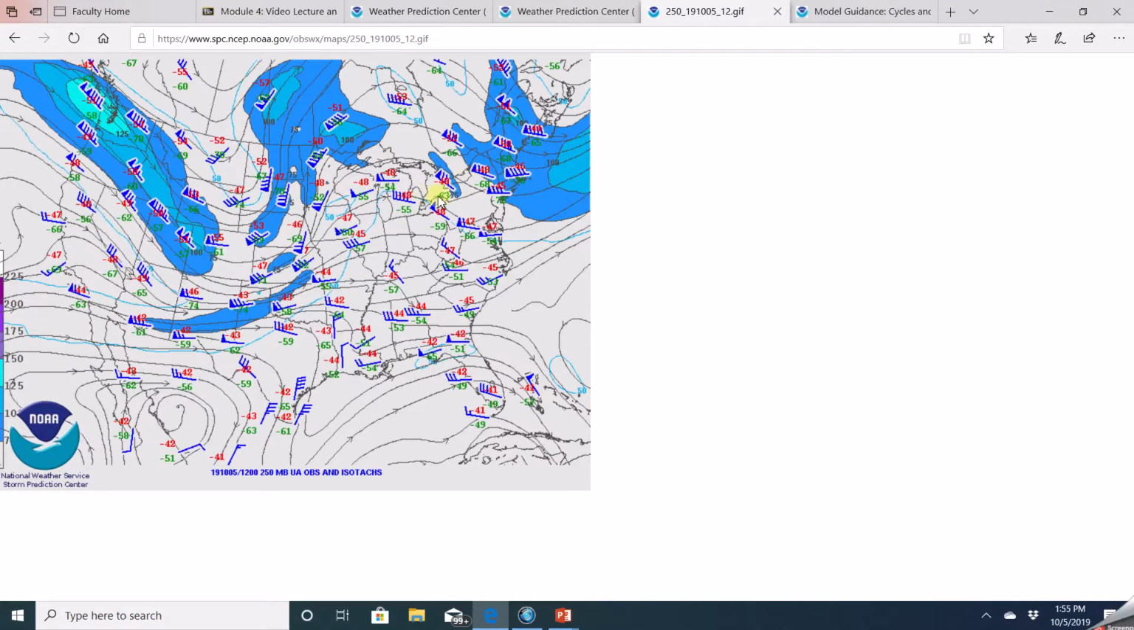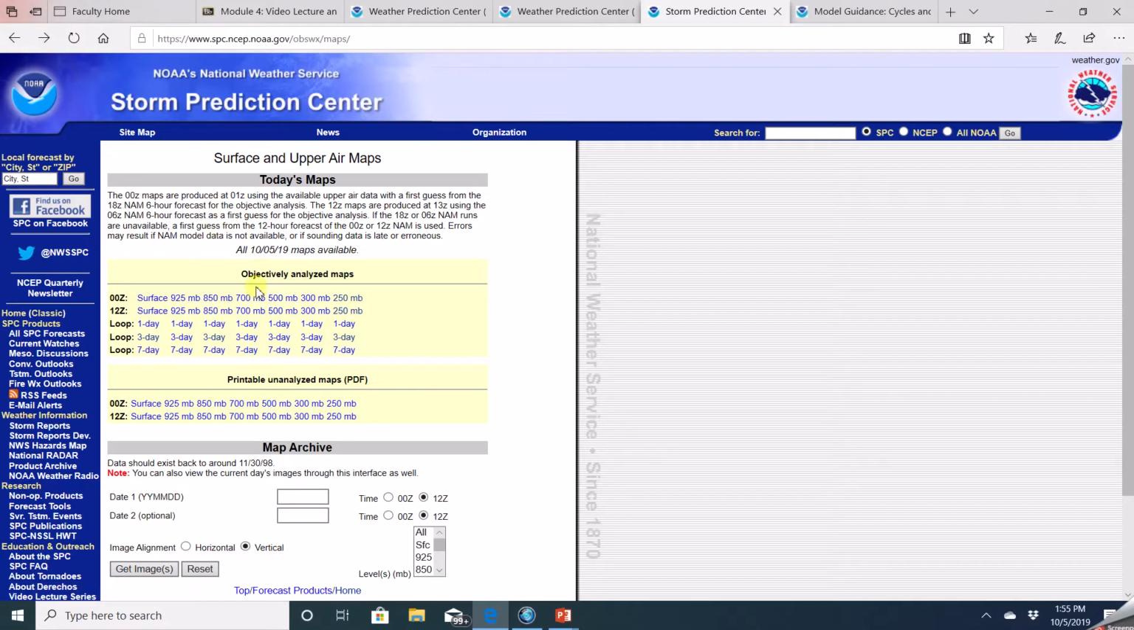Okay, another area is with this as well. Let's look lower. So let's look at 850 millibars.